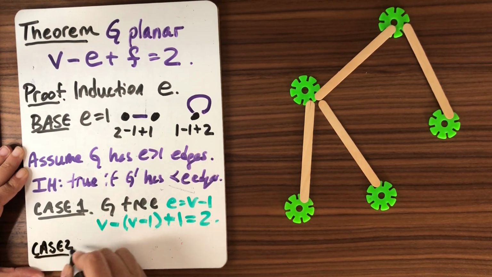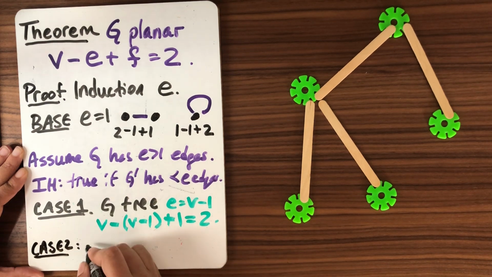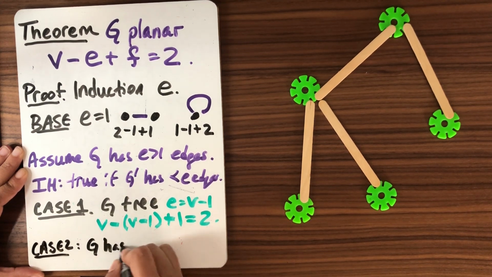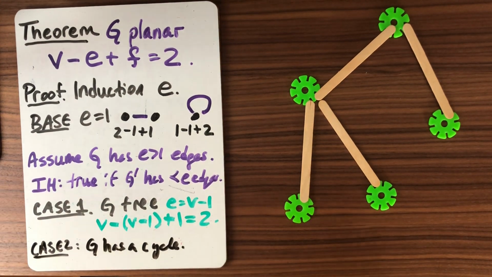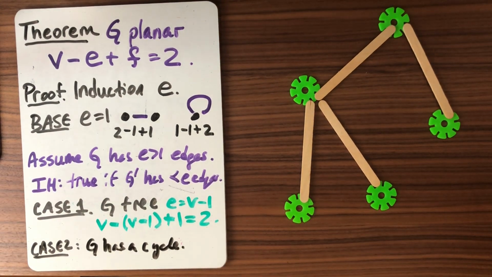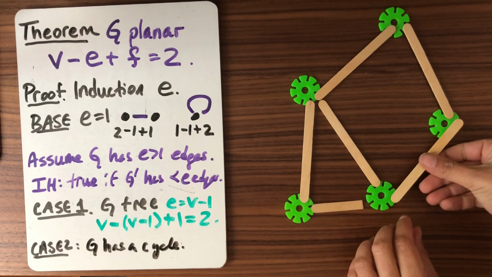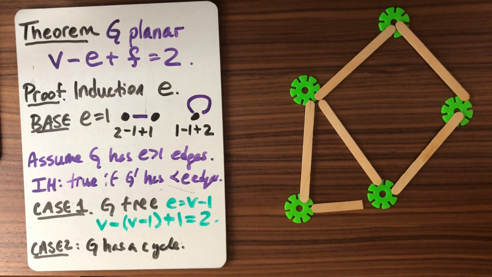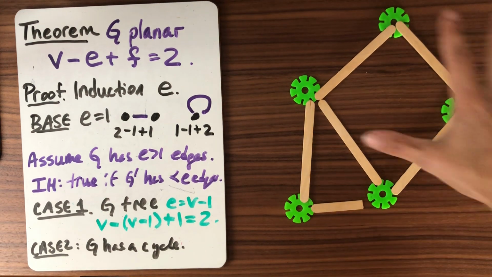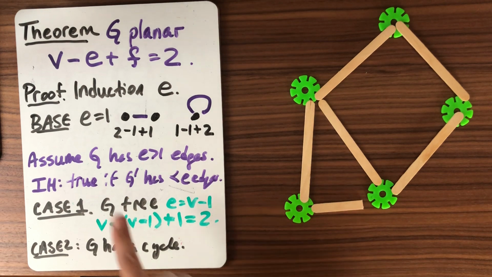So case 2, let's just say G is not a tree. So let's assume that G has a cycle. That's what it means for G not to be a tree. So let's take our tree and turn it back into a generic graph. Now this graph has a cycle. Now how can I think about this case? Well, I want to think about how I could remove an edge. That's going to allow me to use my inductive hypothesis, if I can remove an edge and then conclude something.